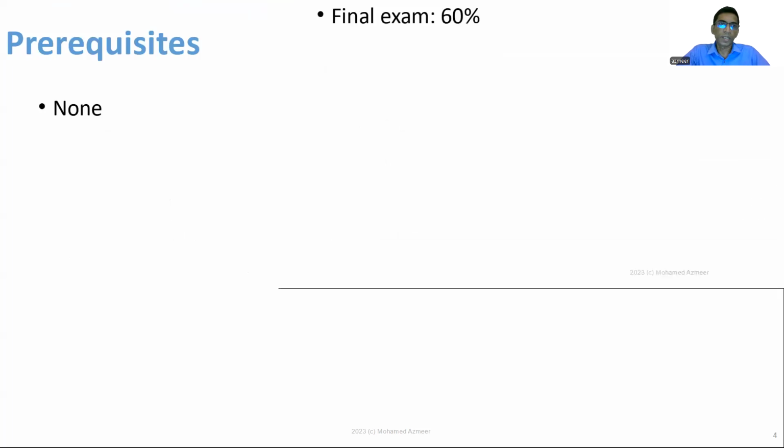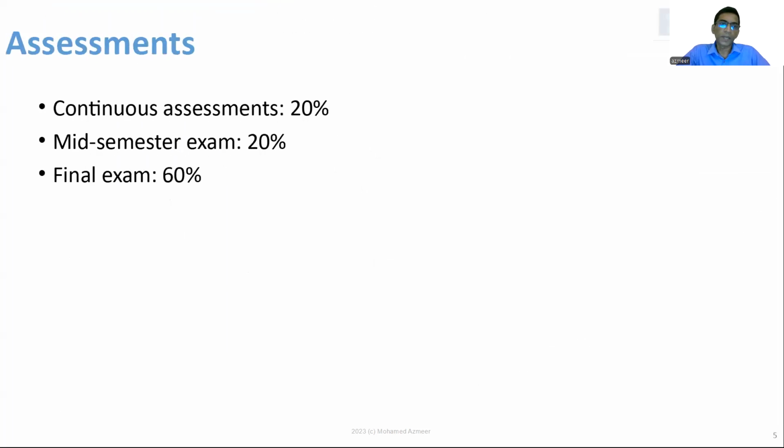By the way, the assessments are broken into 3 areas. One is your CAs, your continuous assessments. There will be a few things as we move forward, some activities. So you get 20% for that. And there will be a midterm exam that will give you another 20%. And then the final exam. So that'll be giving you another 60%.